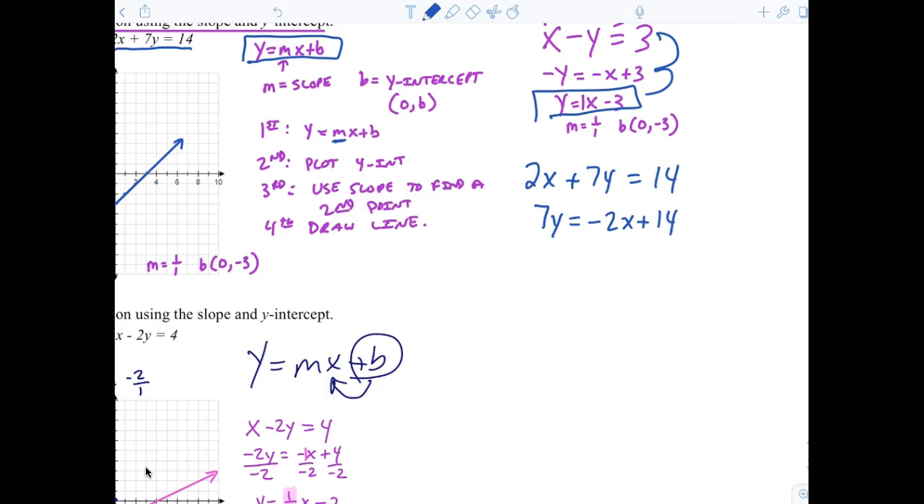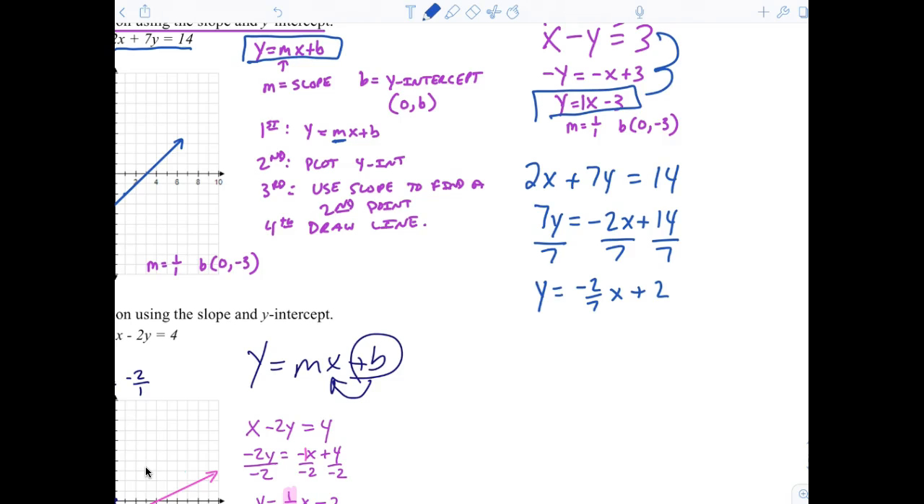Does anybody agree with that or not? Now, what do I need to do? Divide by 7, right? So here we go. Divide by 7, divide by 7, divide by 7. You divide everything by 7. When you divide, you don't just divide one of the numbers. You have to divide all of the numbers. So now I end up with y equals negative 2/7 x plus 2. Is everybody good with that?